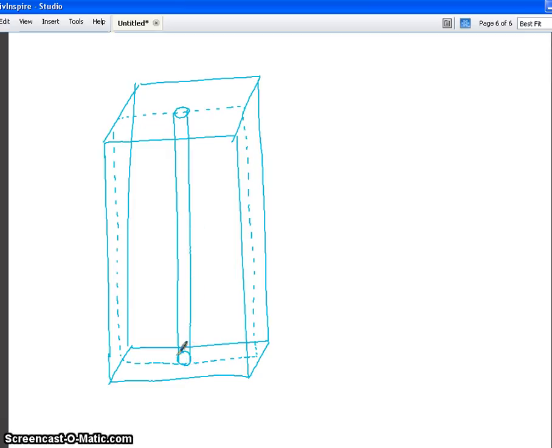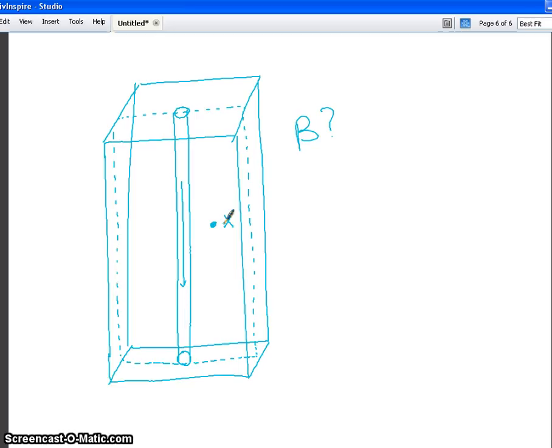What I want you to notice here is that this wire is on this plane right here. This wire is inside this cube and it's on this plane, which is the dotted line. So if I say the current is going down, what is the direction of the magnetic field at this point right here? We'll call it point X.